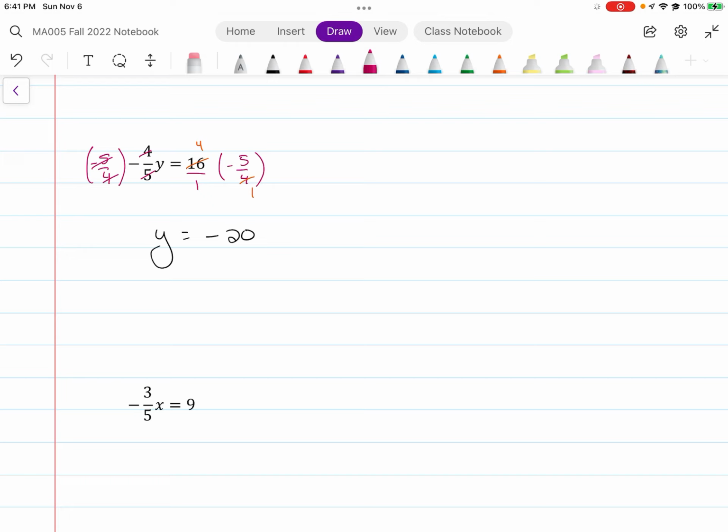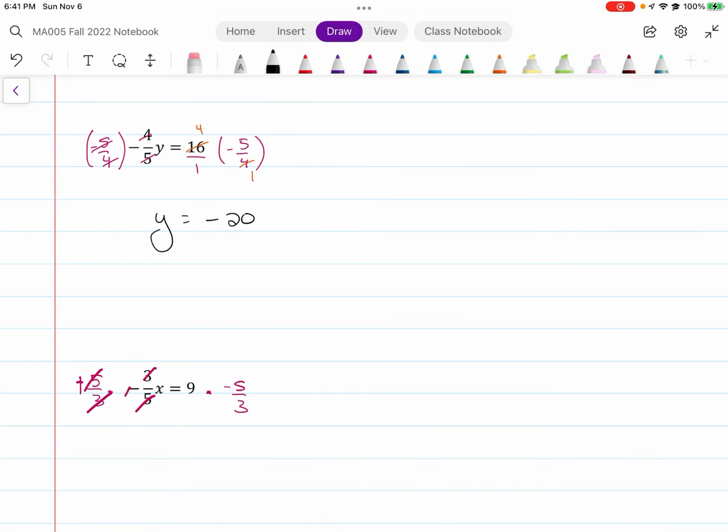All right, negative 3/5. Negative 5/3 is the reciprocal. So I need to say negative 5/3 over here. All right, so the 3's are going to cancel, the 5's are going to cancel, the negatives are going to cancel, and I'm left with x by itself on the left, which was the goal.